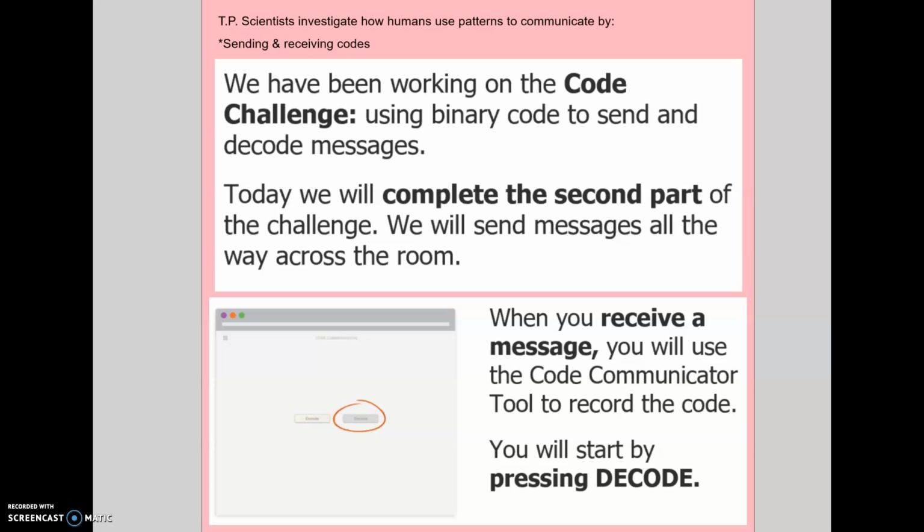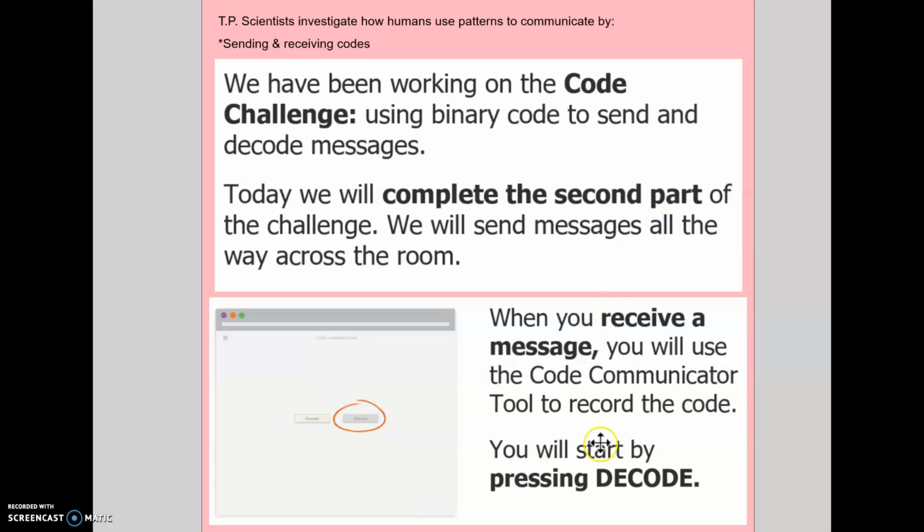This is our very last lesson in our unit about sound and patterns. So last lesson we were encoding images and we were taking a picture and turning it into binary code. This time we're going to do the opposite. We're going to decode messages. So I have a message in binary that my husband gave to me, and I'm going to try to decode it and figure out what that image is.